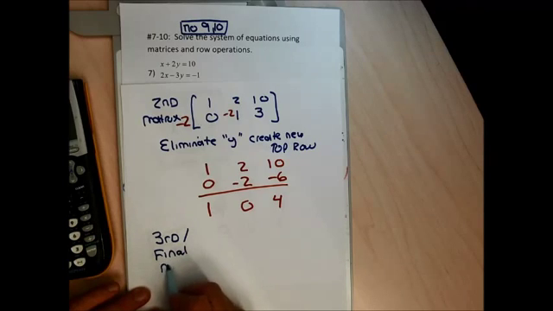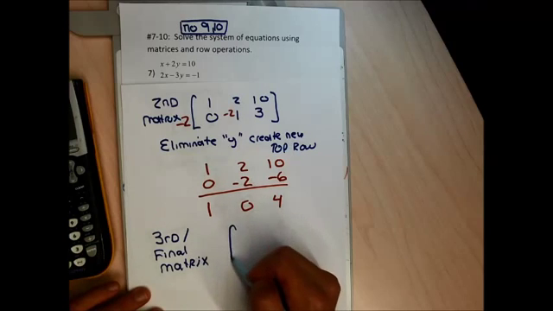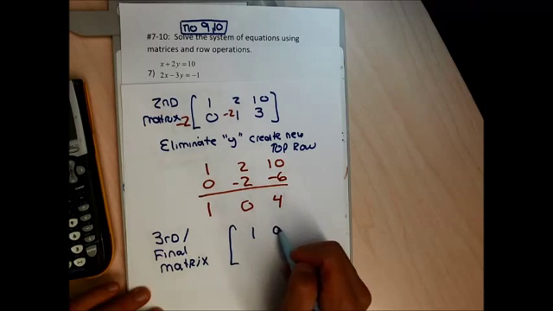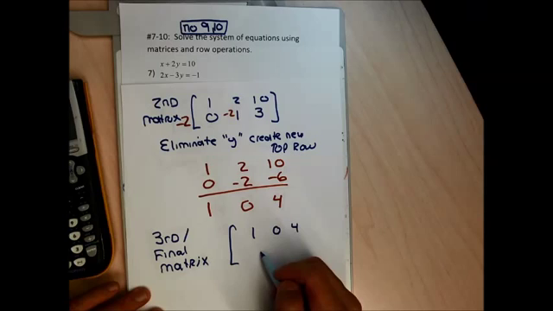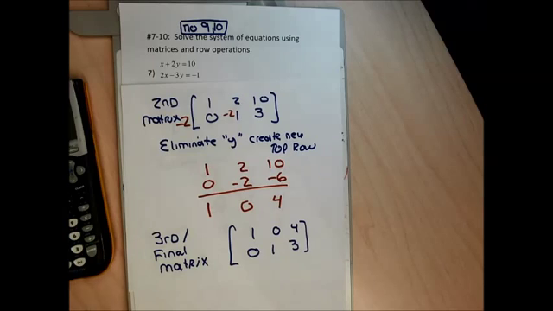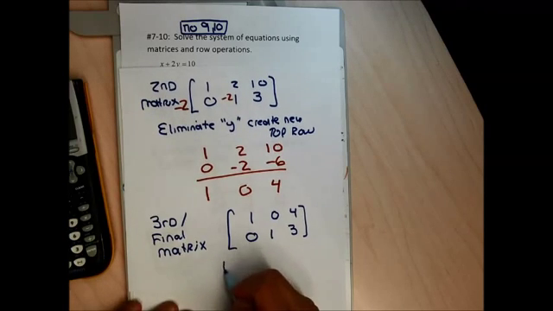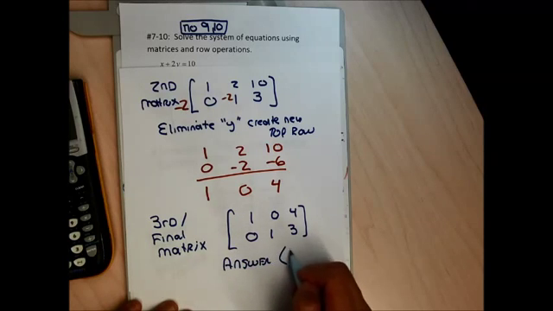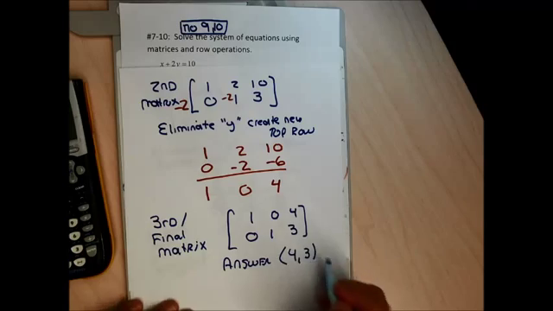Each one of these problems that has an x and a y that you're solving with matrices, you're going to get an initial matrix that comes for free, a second matrix with a new bottom row with the x's dropped out, a third matrix with a new top row with the y's dropped out, and now I should be able to read my answer. My answer should be x equal to 4, y equal to 3.